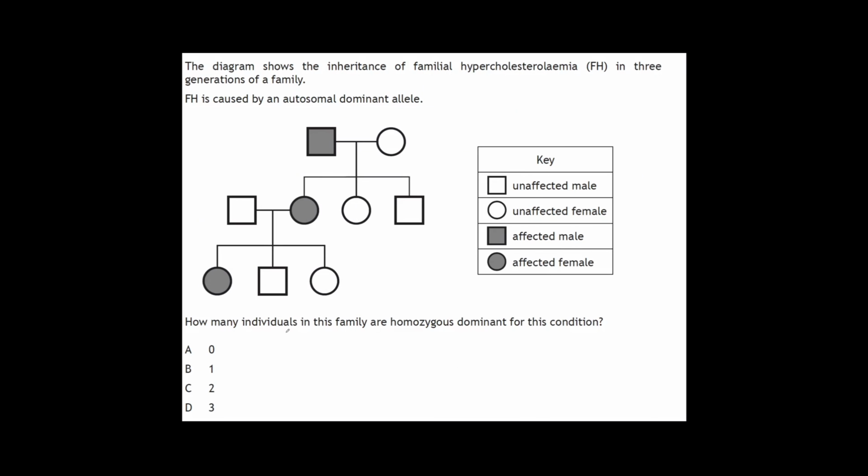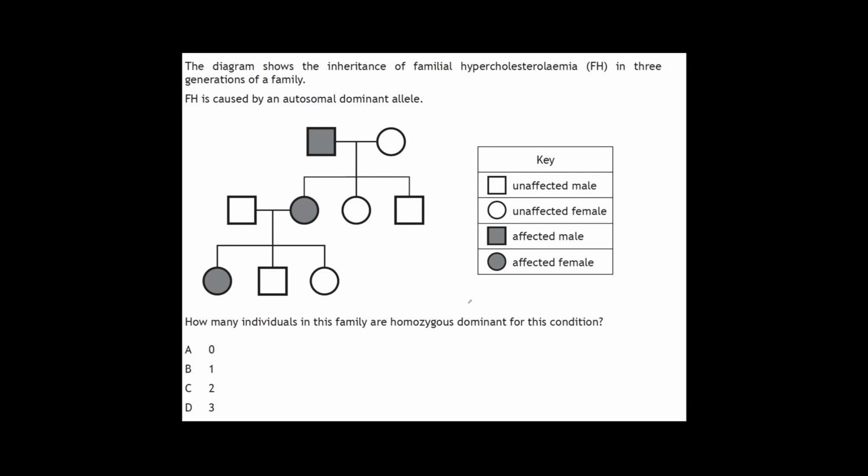Now, again, let's have a look at a wee example here from a past paper. We've got the inheritance of familial hypercholesterolemia, or FH for short, within 3 generations of a family. FH is caused by an autosomal dominant allele. How many individuals in this family are homozygous dominant for this condition?